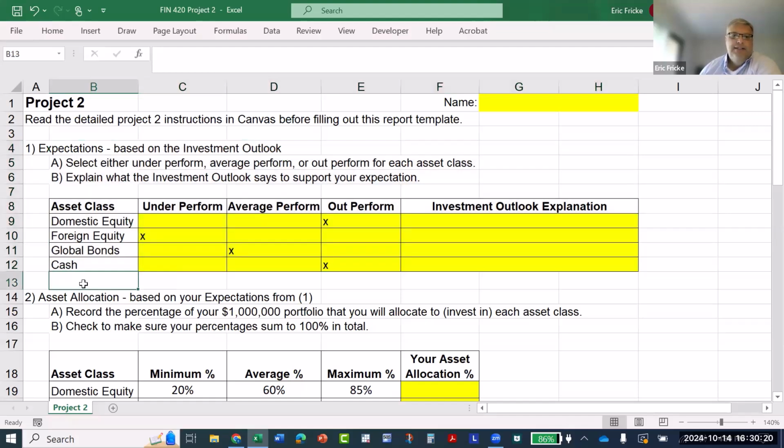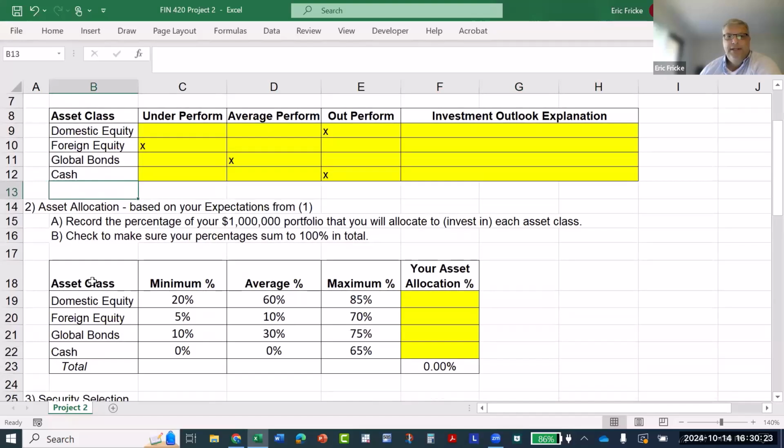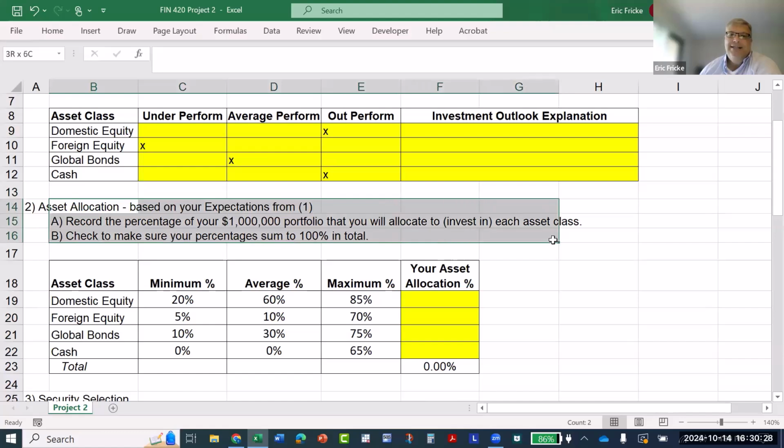Okay. All right, let's look at the second part here. Now, the second part, you're going to design the asset allocation. And asset allocation basically means you're going to pick what percent of the portfolio you're going to put into each of the 4 asset classes. So we have a total of 100%, and we're going to split it up between domestic equity, foreign equity, global bonds, and cash. So then the question is, okay, how do you decide?